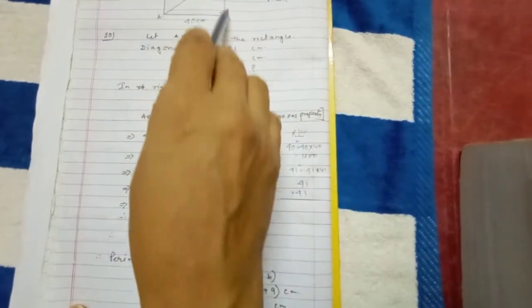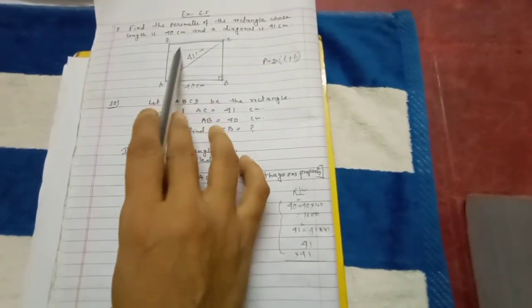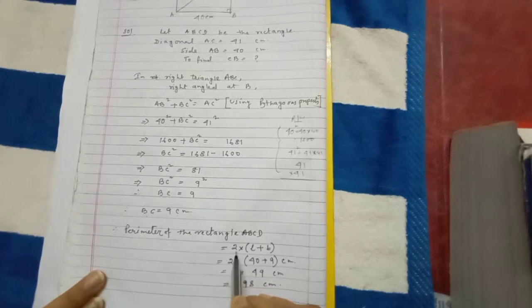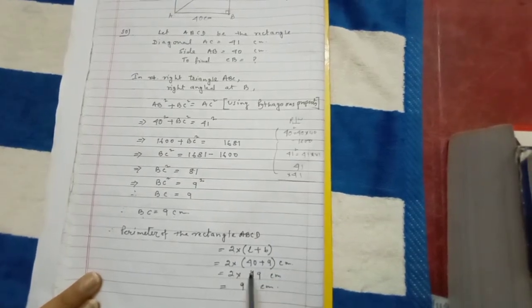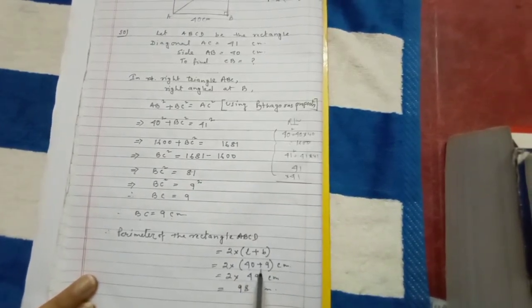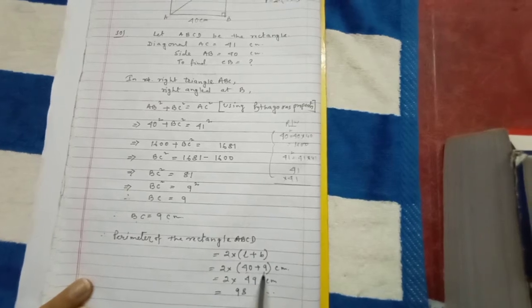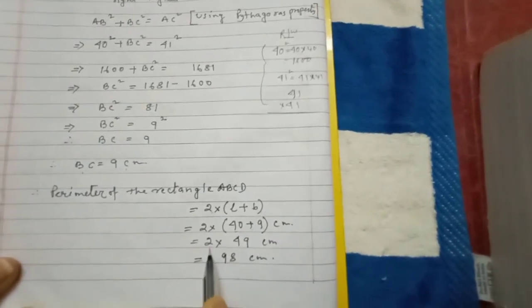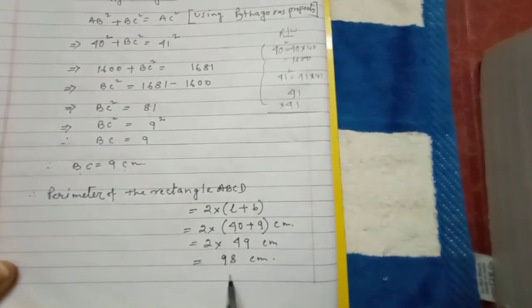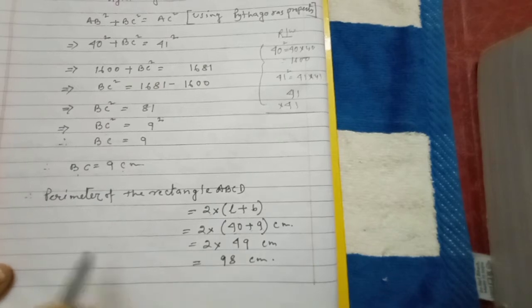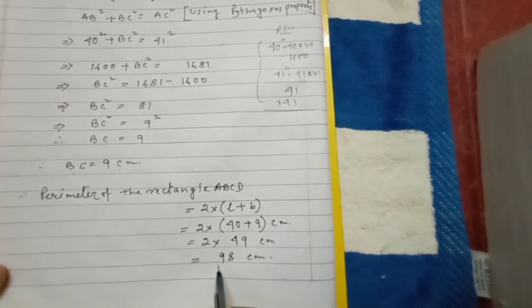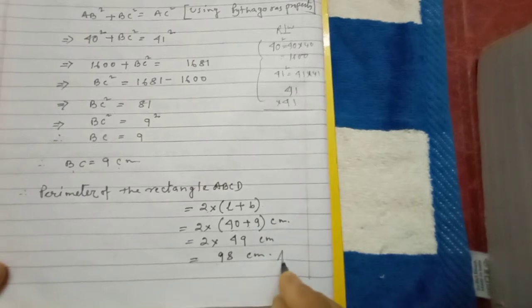If I get BC, then easily we can find out the perimeter of the rectangle. Perimeter of the rectangle is 2 into L plus B, where length is 40 and breadth is 9. 40 plus 9, 49, and 2 into 49 centimeter, that is 98 centimeter. Then what is the perimeter of the rectangle? Perimeter of the rectangle is 98 centimeter. This is our answer.